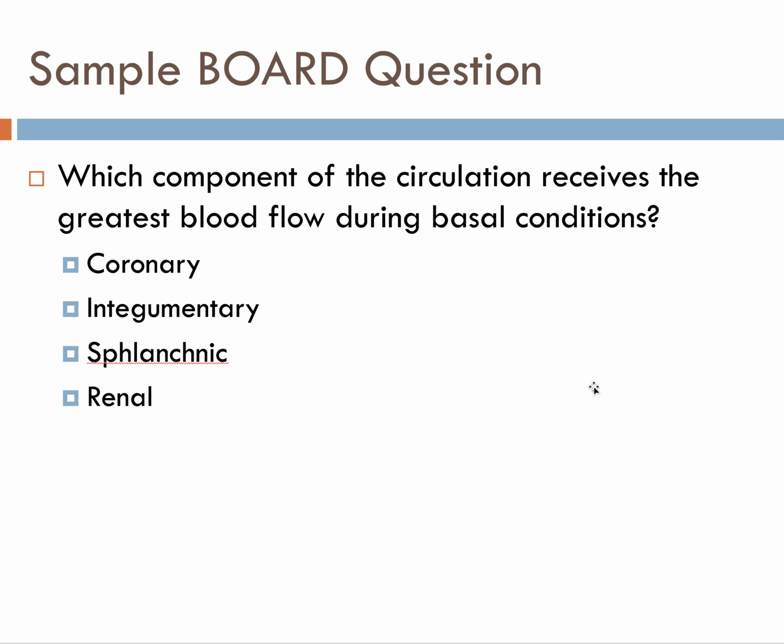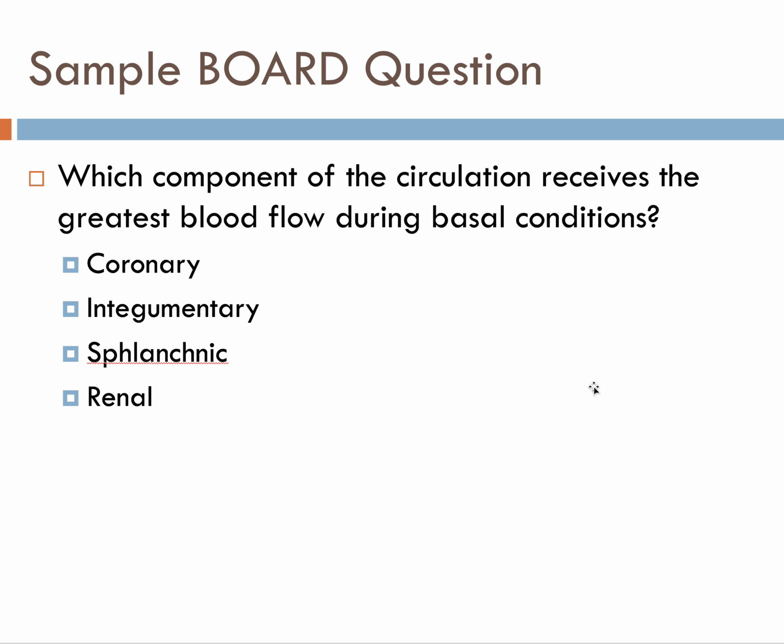And that brings us to the end. This is a past board question from the physiology section. It should be pretty easy, but do remember that it's also what we just spoke about, which makes it artificially easier. So which component of the circulation receives the greatest blood flow during basal, which means baseline conditions? Is it coronary, so the heart, integumentary, the skin, splanchnic, or renal? All right, so heart, skin, splanchnic, or renal.